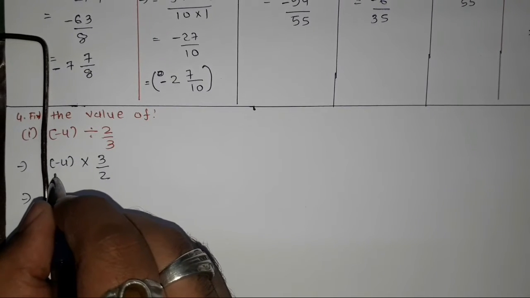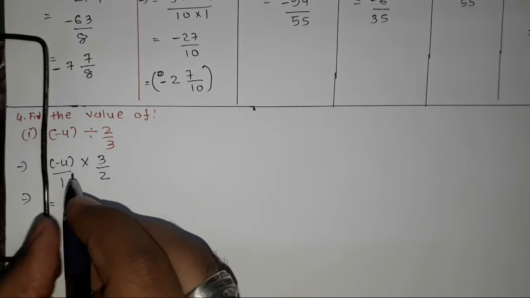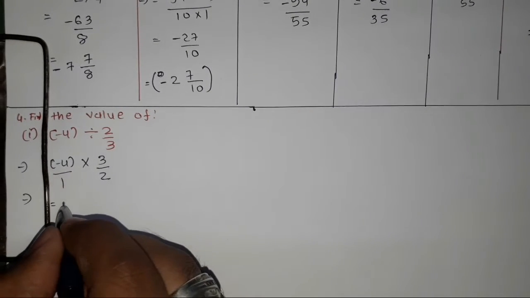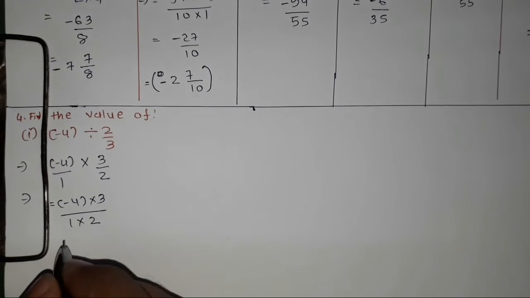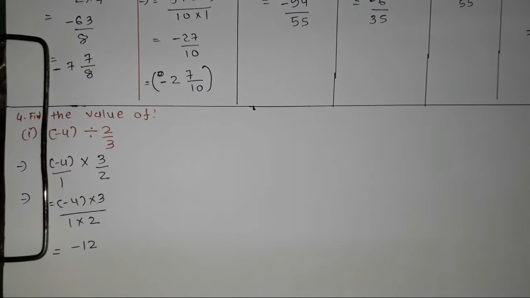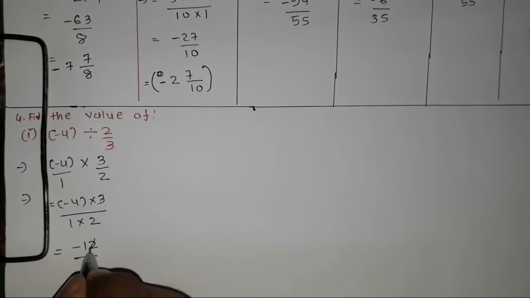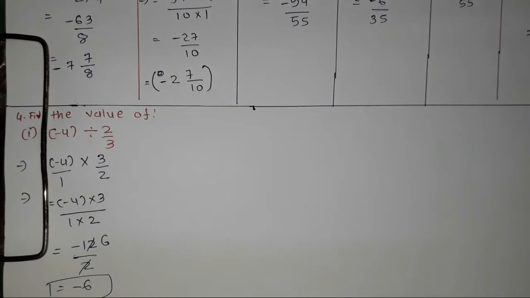So minus 4, if nothing is there, I can write this as minus 4 upon 1. So now we can directly multiply numerator with numerator and denominator with denominator. So minus 4 multiplied by 3 upon 1 multiplied by 2. Minus 4 into 3, I will get minus 12 upon 1 into 2 is 2. And we know that 2 sixes are 12, but here the negative 12 was there, so it will be minus 6. So that is our answer.